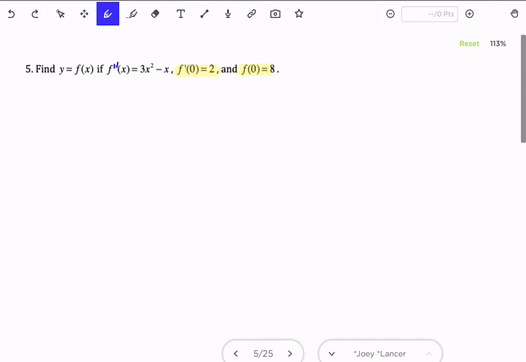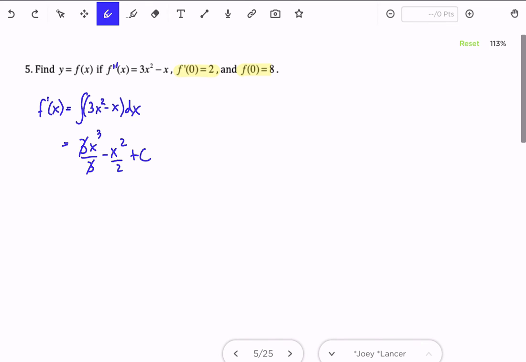So the very first thing we got to do is go ahead and figure out what f prime at x is. So f prime at x is going to be the antiderivative of f double prime at x. Okay, so we will use the power rule here. So 3x cubed over 3 minus x squared over 2 plus c. And that will reduce to 1 over 1 there.